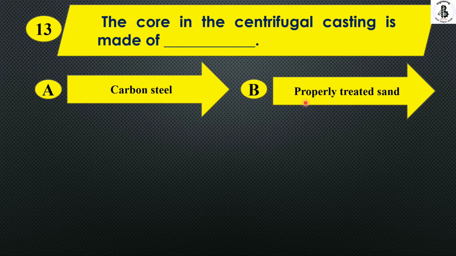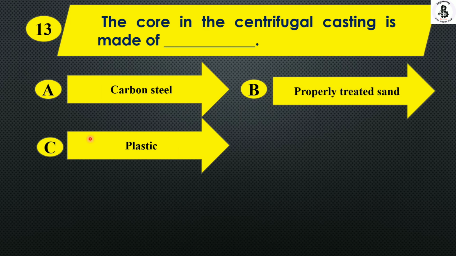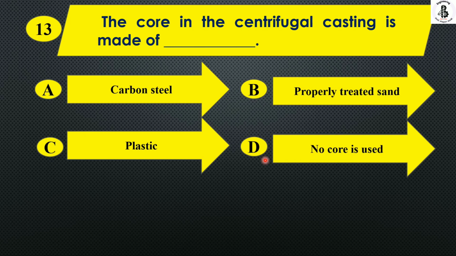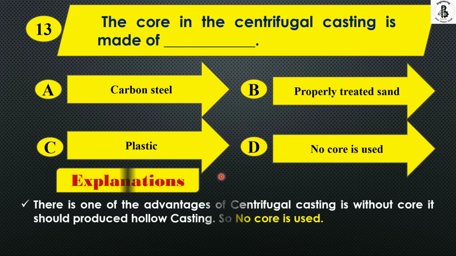The next, the core in the centrifugal casting is made of option A, carbon steel, option B, properly treated sand, option C, plastic, and D, no core is used. So basically no core is used in centrifugal casting. The major advantage of the centrifugal casting process is that without a core you can make a hollow casting. So the right answer is option D, no core is used. But if you work with a sand casting process, then the core material is used.